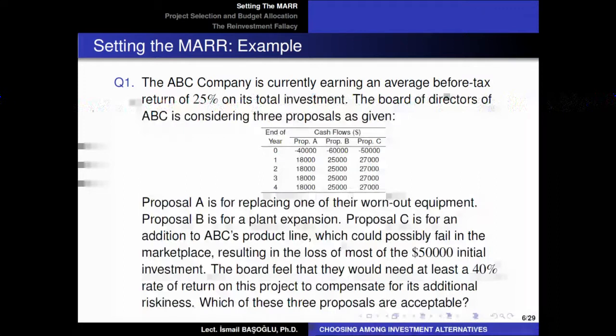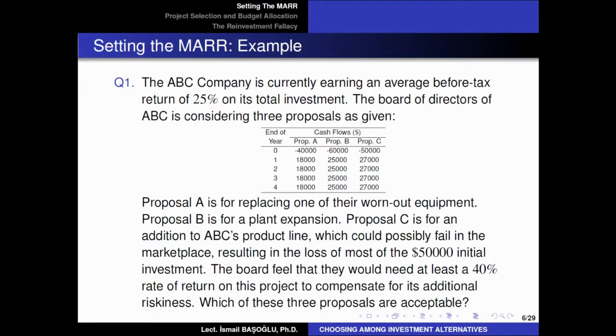The second proposal, proposal B, is for plant expansion. So you are going to expand your plants for a specific reason. Maybe you are going to increase the capacity of the production line. Now proposal C seems to be more logical than proposal B, but proposal C is something else. It is a little different than the plant expansion. So details of proposal C are a little different. It is for an addition to ABC's product line, which could possibly fail in the marketplace, resulting in the loss of most of the $50,000 initial investment.